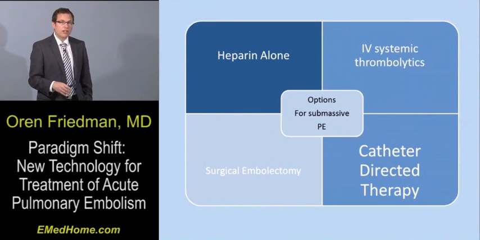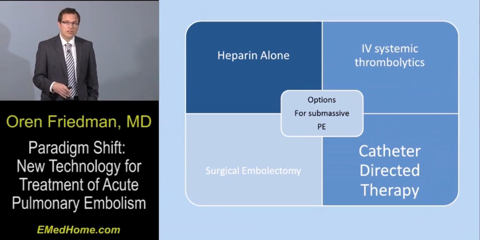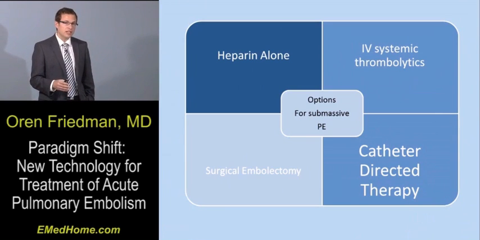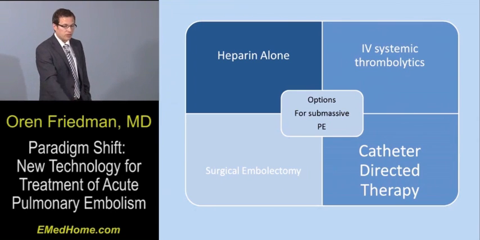You should be thinking to yourself, what are my options in this type of patient? So this is not a patient who's hemodynamically unstable, but this is a submassive pulmonary embolism patient. Well, certainly the options for heparin, IV systemic thrombolytics, catheter-directed therapy, and surgical embolectomy are all there, but increasingly I see a role for this particular patient population using catheter-directed therapy, and we'll get to why.